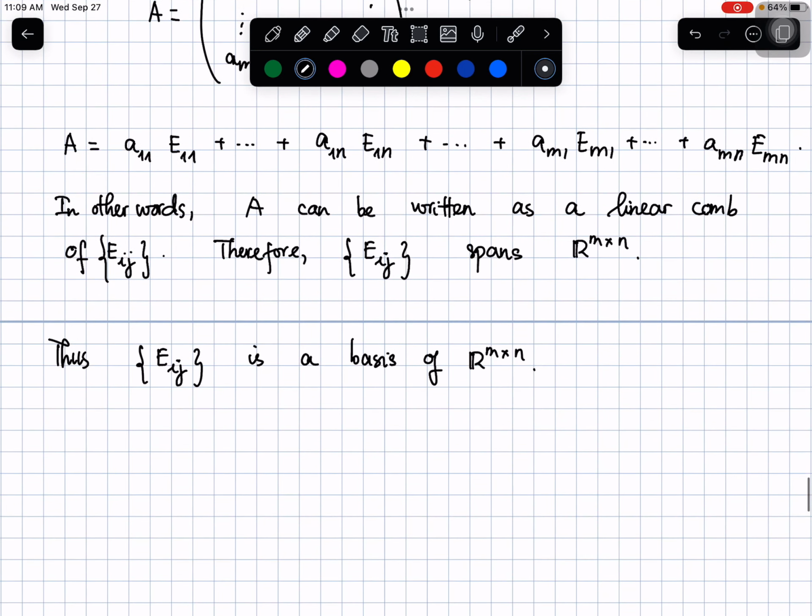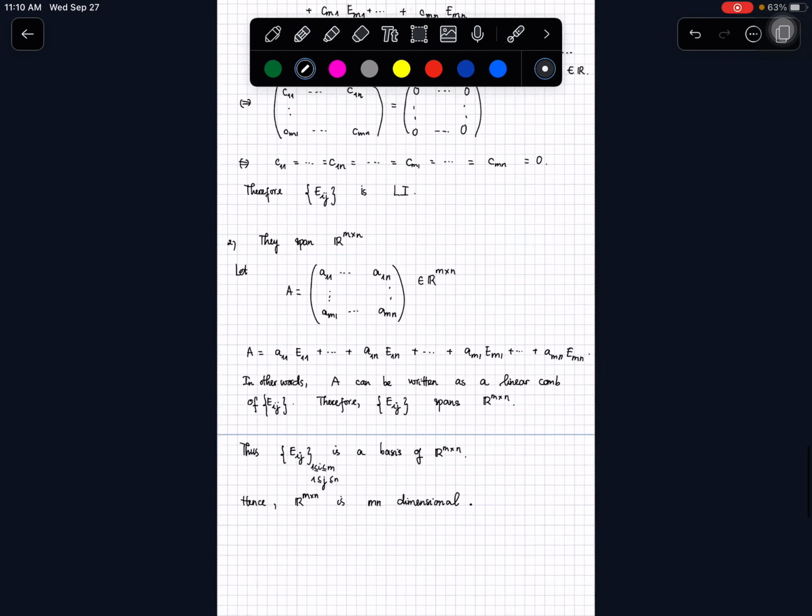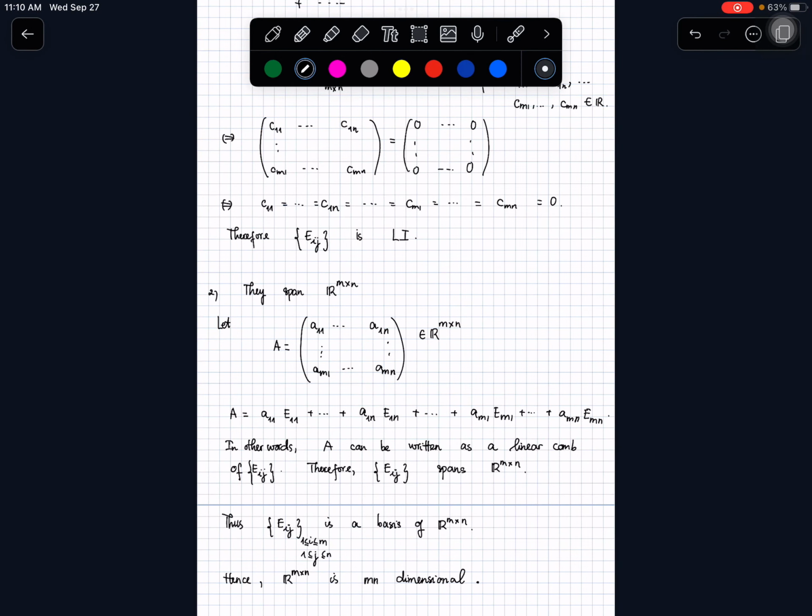And this set contains exactly m by n matrices. Therefore, the dimension of R^(m by n) is m by n dimensional. If we want to find the dimension, we try to find a basis, and then the number of vectors in the basis is the dimension of the vector space.